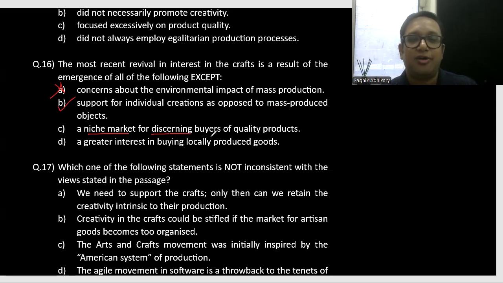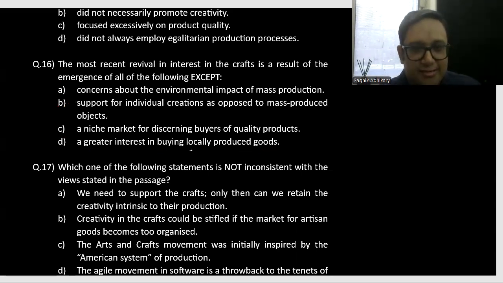C: a niche market for discerning buyers of quality products, products which were deemed to be of higher quality, people who were willing to pay a premium for this supposed high quality. This is very much a reason for the recent revival. C is not a valid choice. D: a greater interest in buying locally produced goods, again supporting local producers. So this is also a reason for the recent revival, not a valid choice. The answer here is B.